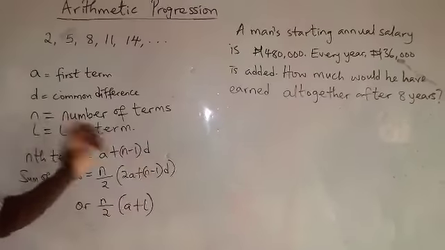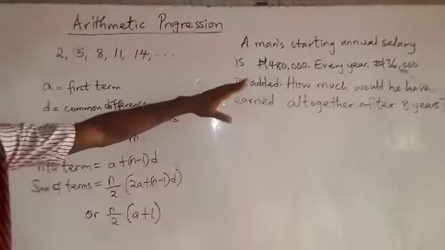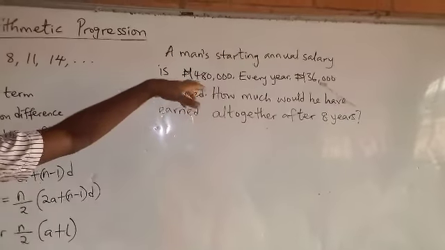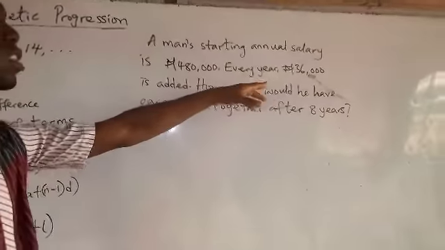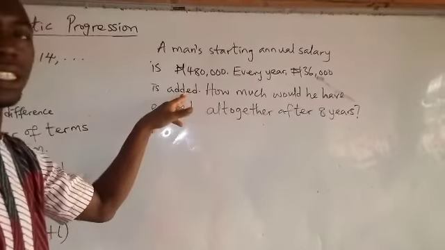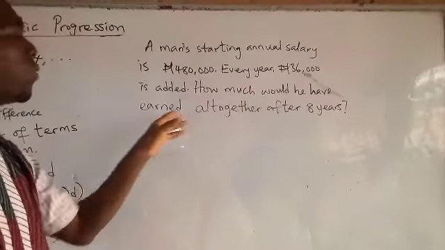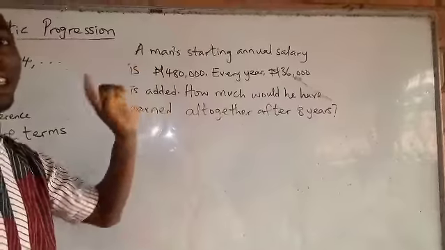Now back to the question that I posted earlier. A man's starting annual salary is 480,000 naira. Every year 36,000 naira is added. How much would he have earned altogether after 8 years?